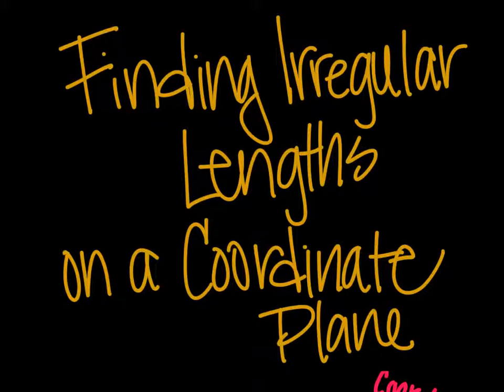Welcome to station number 3, finding irregular lengths on a coordinate plane. So you were confronted on the checkup with a triangle on a coordinate plane, and you needed to pick any one of the side lengths, but you needed to figure out how long they were. And none of them were on perfect units, so you had to essentially figure this thing out.